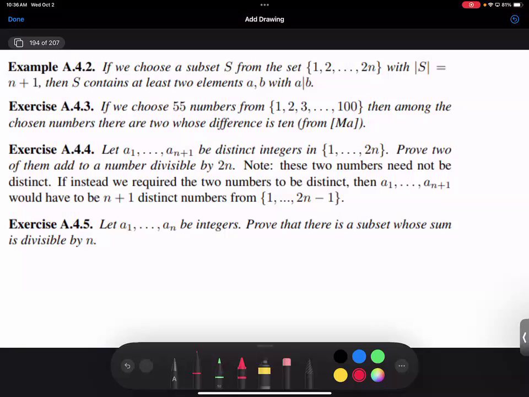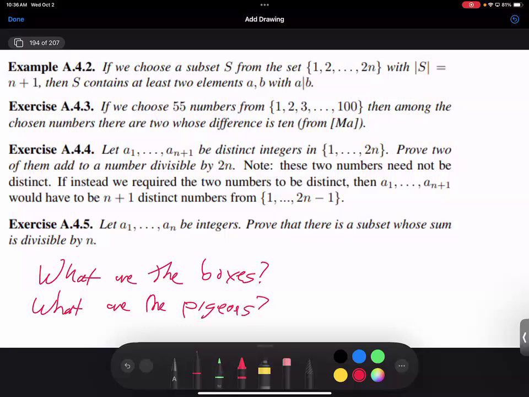For the pigeonhole, you have to figure out what are the boxes? What are the pigeons? Sometimes it's not immediately clear what is the box, what is the pigeon. So you said the second one looks interesting. So we take 55 numbers from 1 to 100. Then among the chosen numbers, there are 2 whose difference is 10. Is this problem well written? No. Well, it's at least 2, right? Well, 2, okay, so again, for mathematicians, sometimes that's actually acceptable.